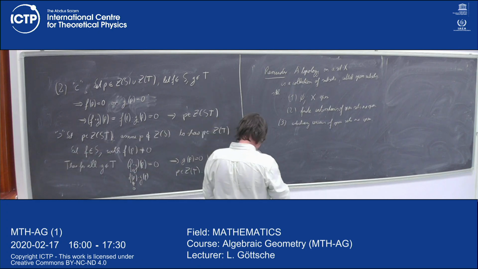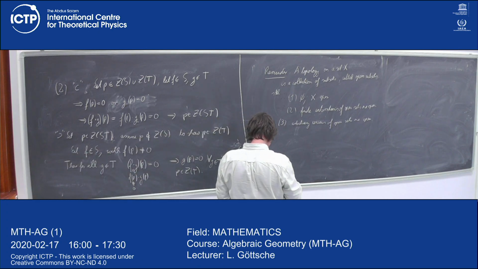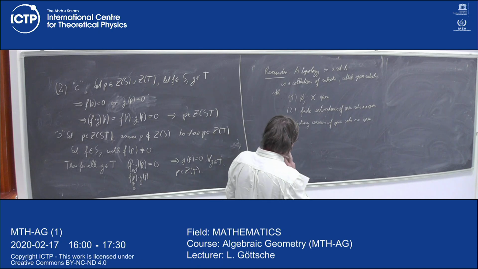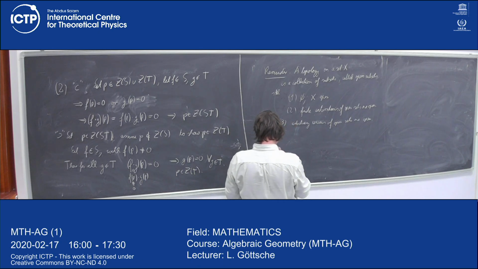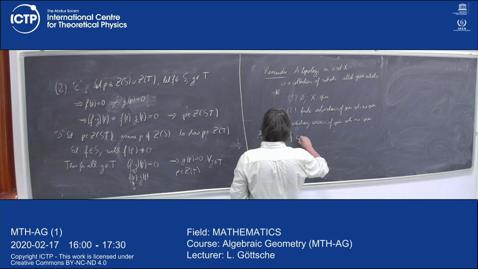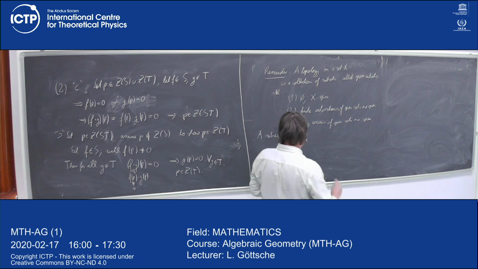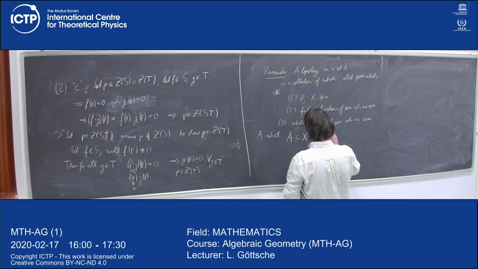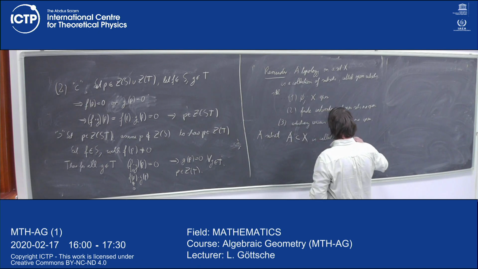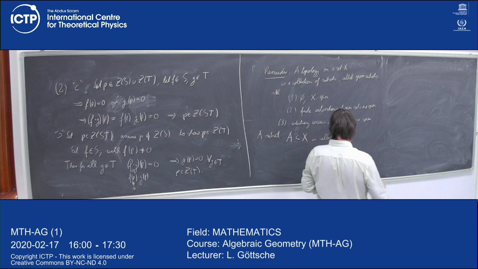Okay, but it's good. So if we have a set with a topology, and we have the open sets, we can also talk about closed sets. So a subset A in X is called closed if its complement is open.